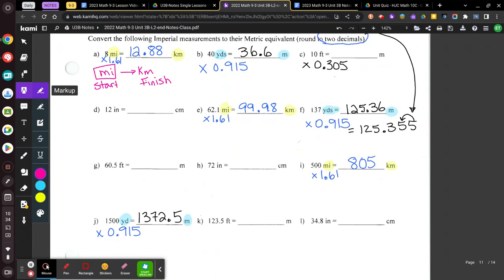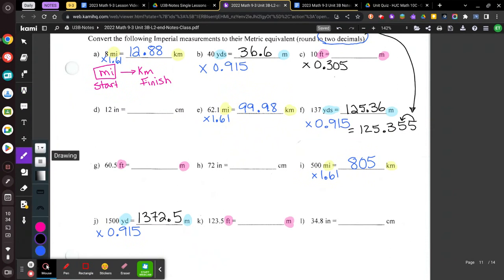So this one is pink. We're going feet to meters, feet to meters, feet to meters. So now we're looking at the pink. We found our number was 0.305. So we're multiplying by 0.305, multiplying by 0.305. All right, here we go.